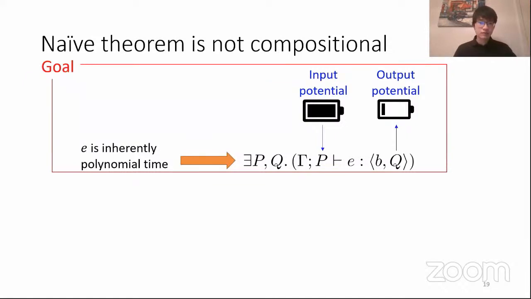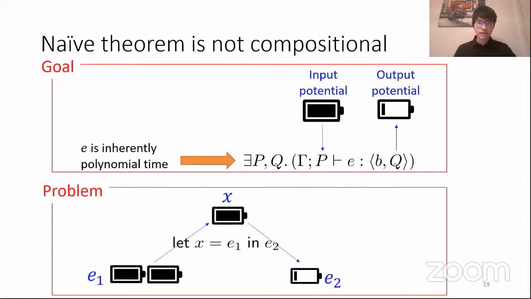However, this naive statement of the theorem is not compositional. As a consequence, we have a problem with a let binding. Consider the let binding let x equal E1 in E2. Suppose that in order to type E2, we need to have one battery's worth of potential in X. Furthermore, suppose that in order to have one battery remaining in X after E1 is evaluated, we need two batteries worth of potential at the beginning.